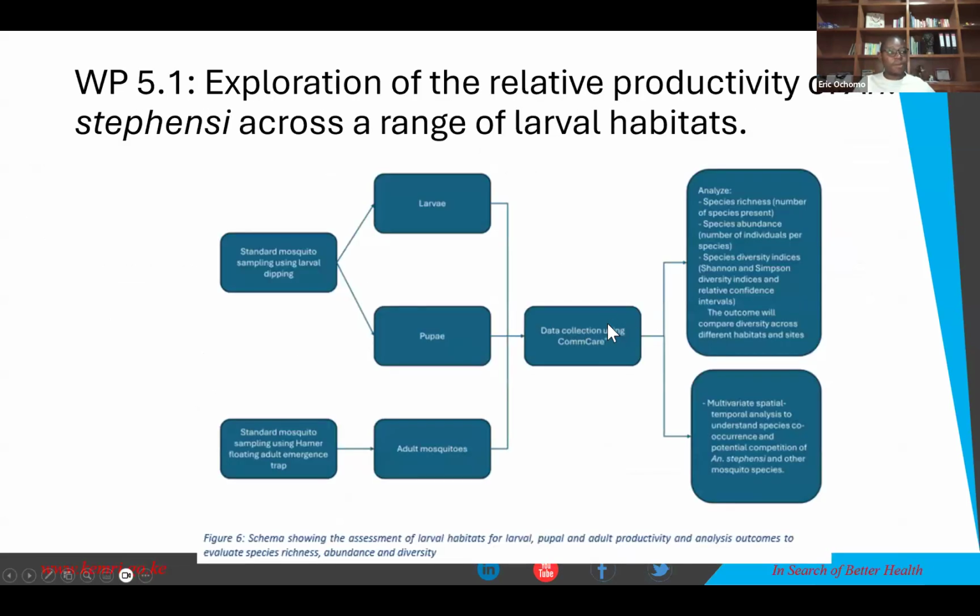And lastly, work package 5, where we want to understand the relative productivity of Anopheles stephensi across a range of larval habitats. Here, the aim mainly is to understand what sort of habitat we're seeing stephensi in and how productive it is, whether or not it co-occurs with other vectors, other mosquitoes or species, and whether the occurrence of different species and the presence of different waters are more productive for Anopheles stephensi.